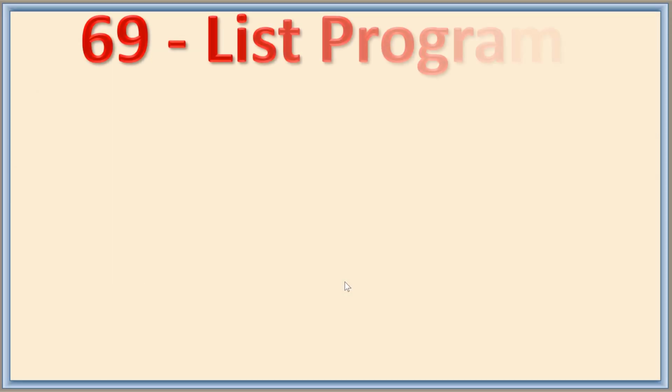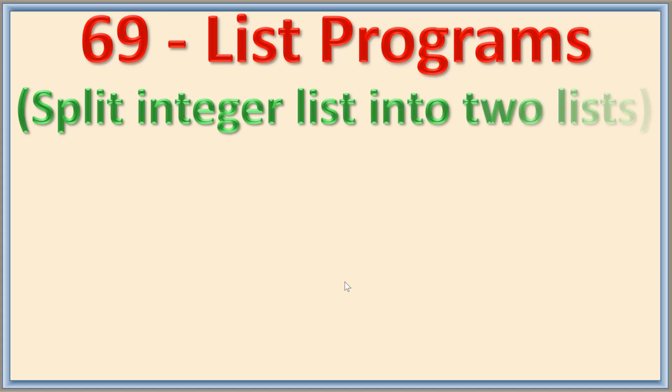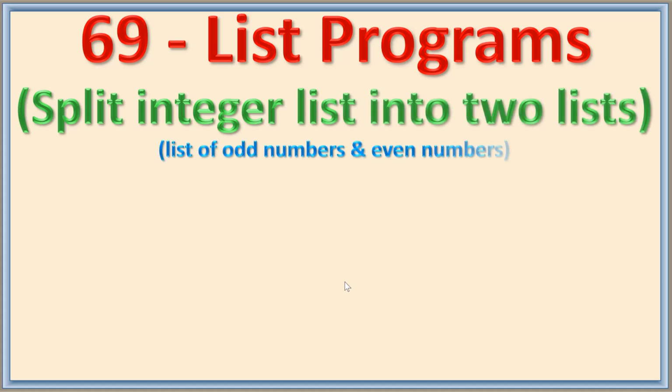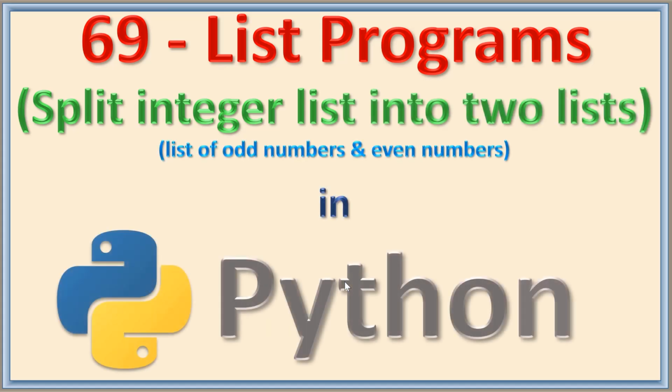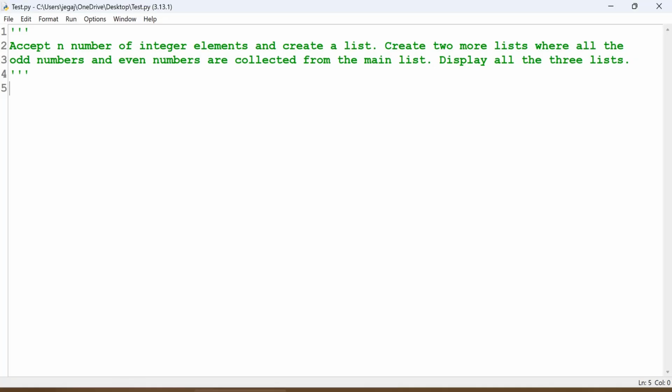Welcome back. In this class, we are going to create a program to split an integer list into two different lists, that is, having all the odd numbers in one list and even numbers in the other list. Let us open Python, accept n number of integer elements and create a list. Create two more lists where all the odd numbers and even numbers are collected from the main list.